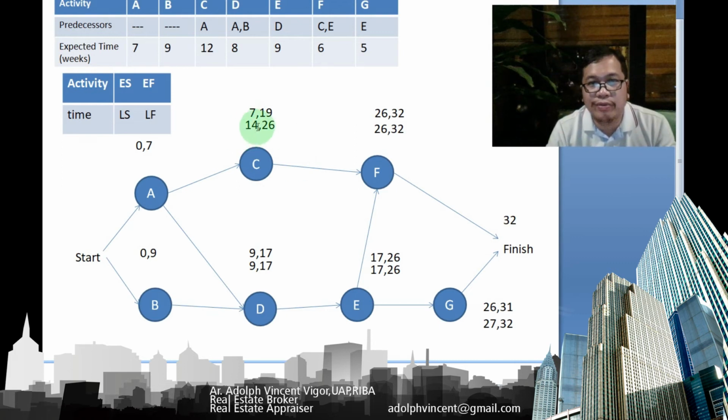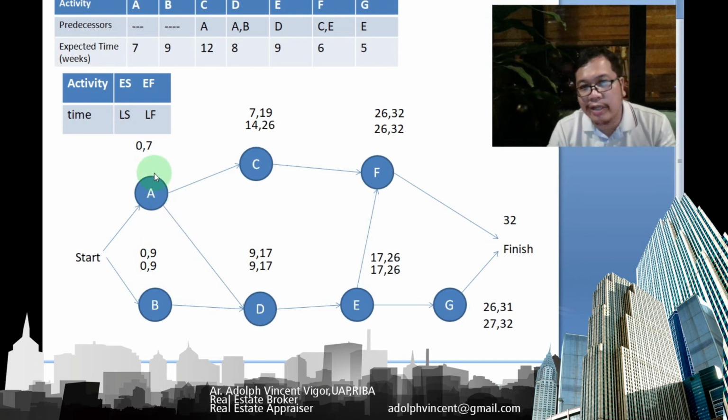Now let's go to B first. B has only one successor, which is D. So its late finish will be 9. Then 9 minus 9 is 0.